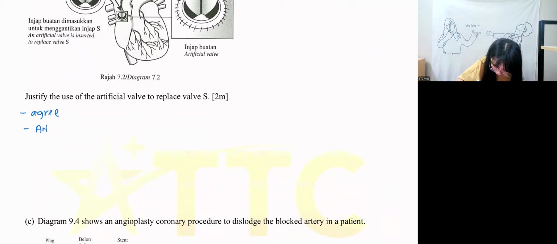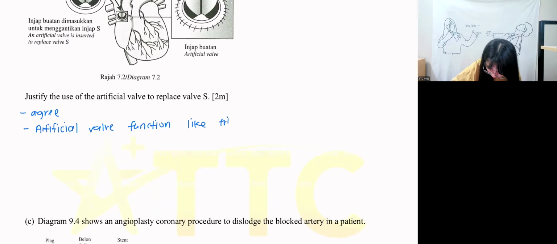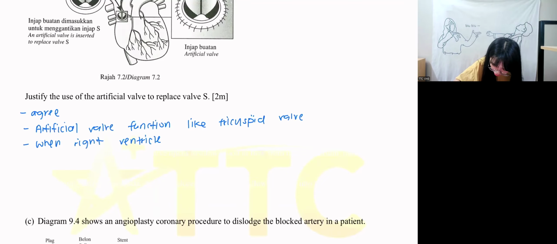The artificial valve functions like the tricuspid valve. When the right ventricle contracts, the valve closes to prevent backflow of blood.